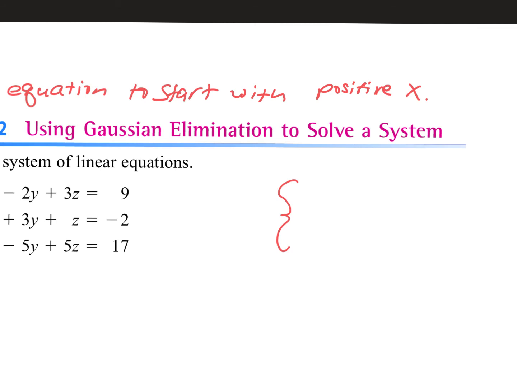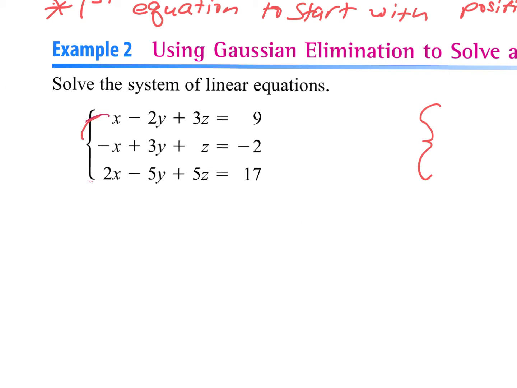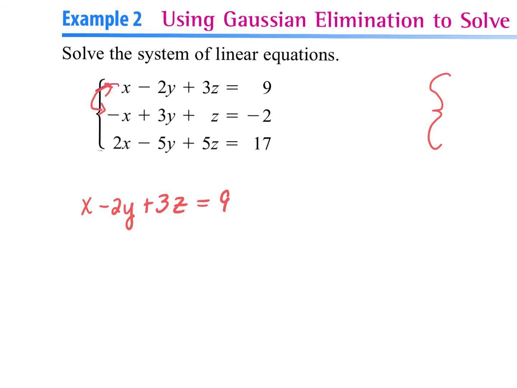And then we're going to work backwards to figure out what the solution is. So what you're going to do every time, guys, is take the first and second equations. I'm going to write down x minus 2y plus 3z equals 9. My second equation is negative x plus 3y plus z equals negative 2. All right, we're taking 1 and 2, and we're going to eliminate the x's.